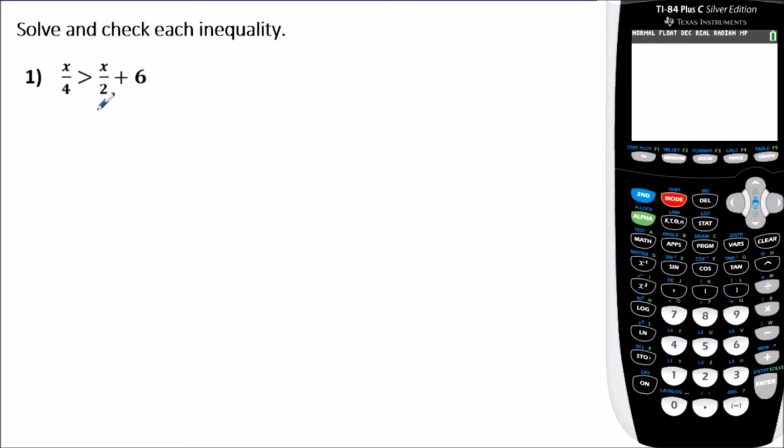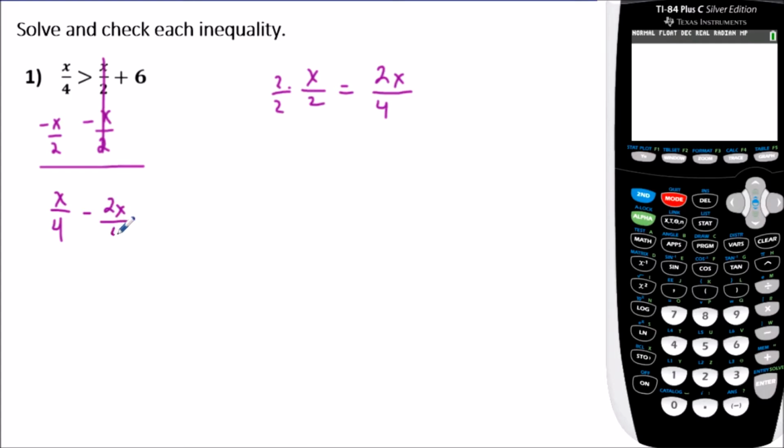For ones like this, when there's only x's in the numerator and nothing in the denominator, we can solve these in a straightforward way, which means we get all the x terms to one side and put all the numbers on the other side. So here, if we subtract x over 2 on both sides, x over 2 cancels, and we've got x over 4 minus x over 2. I could rewrite this as 2x over 4 if I multiply top and bottom by 2. So I could say minus 2x over 4, and this is greater than 6. That's all that's left.